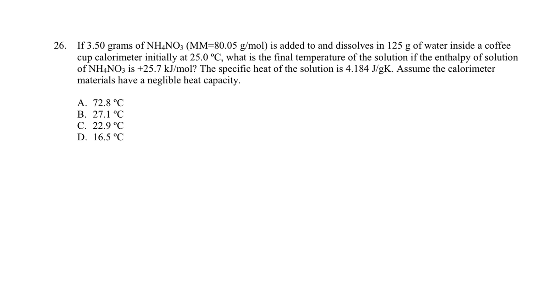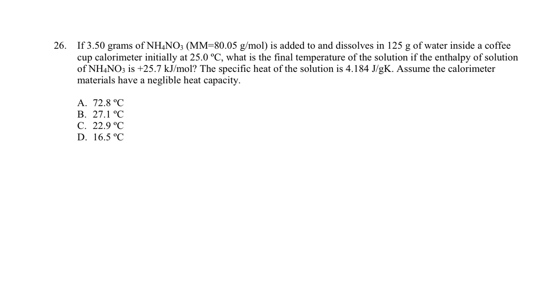Okay, for this one, we have ammonium nitrate added to a coffee cup calorimeter, 125 grams of water, initially at 25 degrees C. What is the temperature of the solution if the enthalpy of the solution is 25.7 kJ per mole? The specific heat of the solution is that of water. Assume the calorimeter materials have a negligible heat capacity.